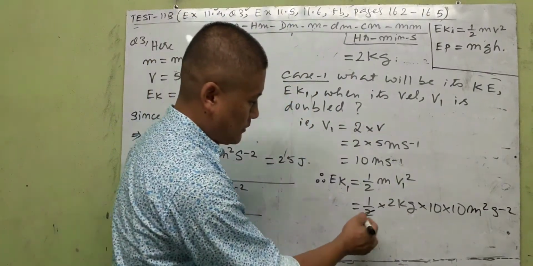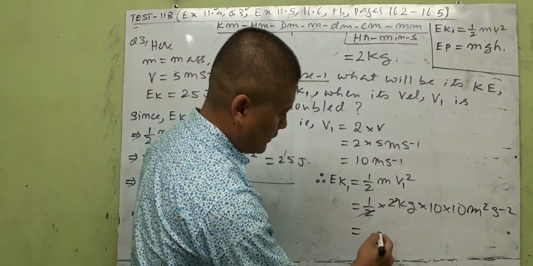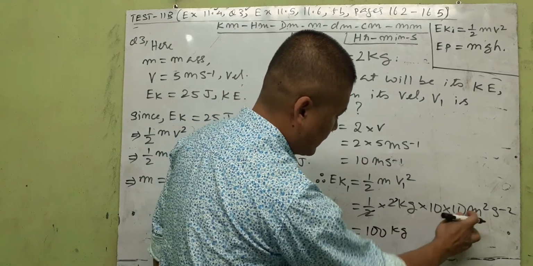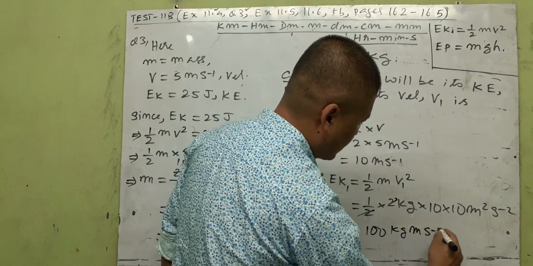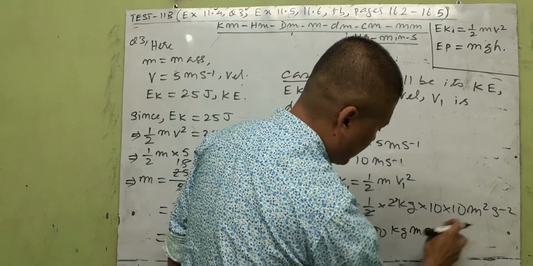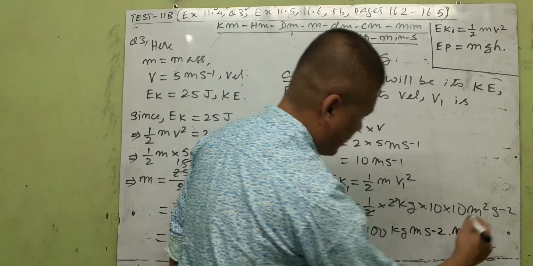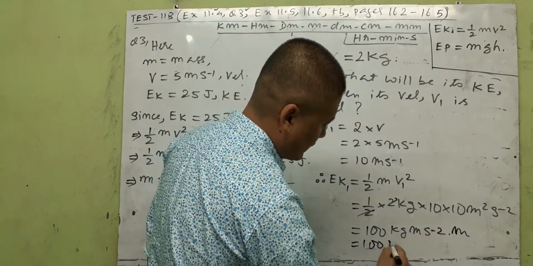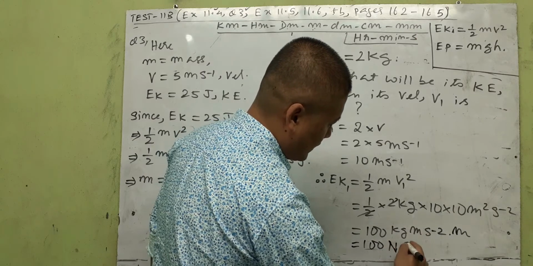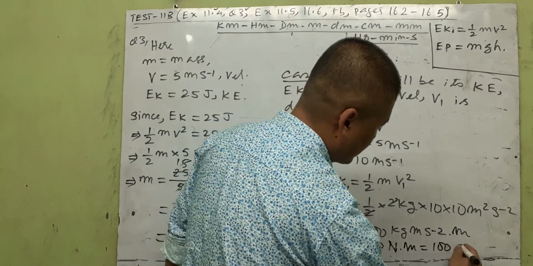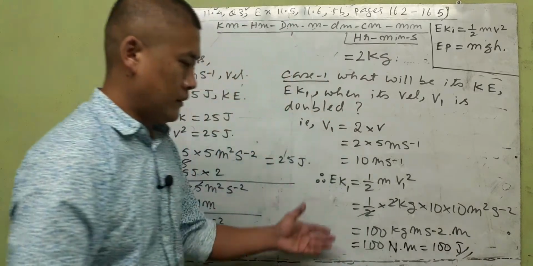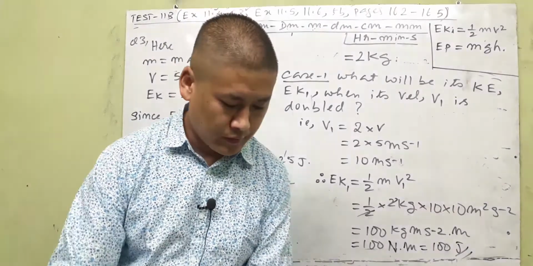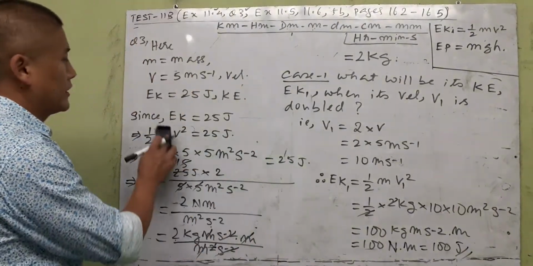So this 2 cancels, and you're going to get here 10 tens are 100 kg. Just write only 1 meter per second square. So double meter square, 1 meter, and 1 at the back you write. We know now how 100 kg meter per second square is written in short as Newton, and here meter. So that is equal to 100. In short we write as joules. So the first kinetic energy when the velocity is doubled is 100 joules, right? Now that's your first answer.